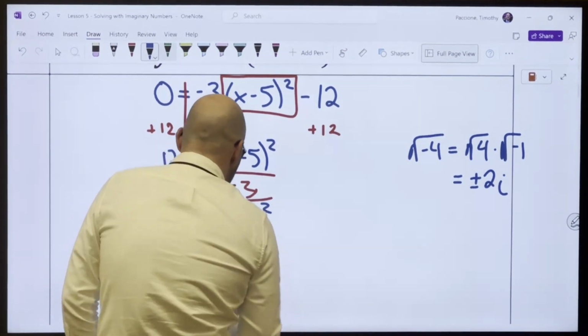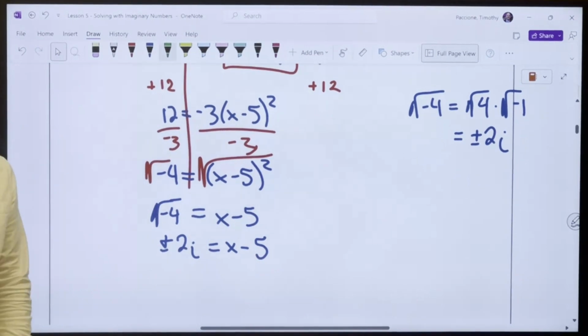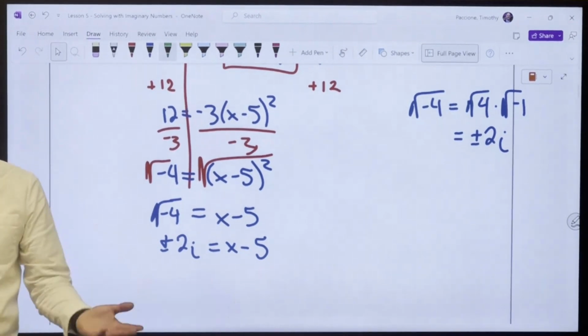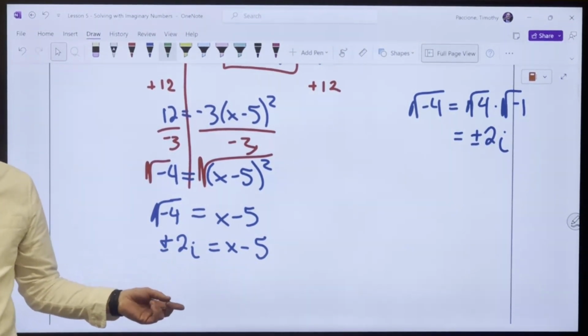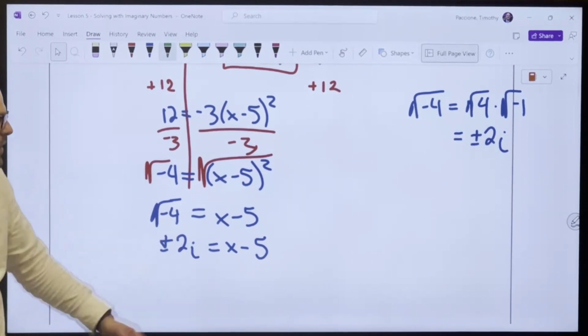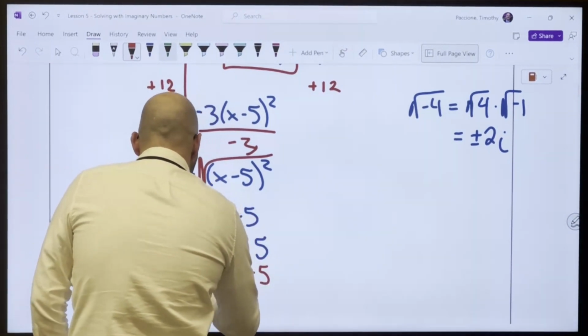But then you have to do the transfer. Right, we're not done, right? Because what were we trying to find? When we're solving these, we're trying to find x. Is x by itself? No. So there's one more step to get x by itself. You gotta add 5 to both sides. Would that make it plus or minus 7?